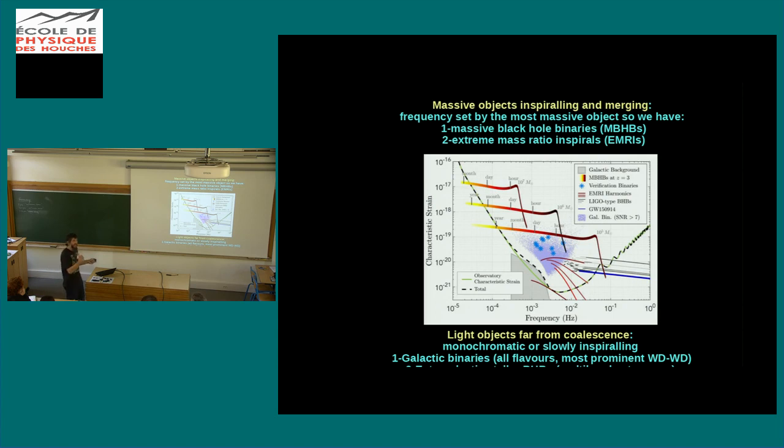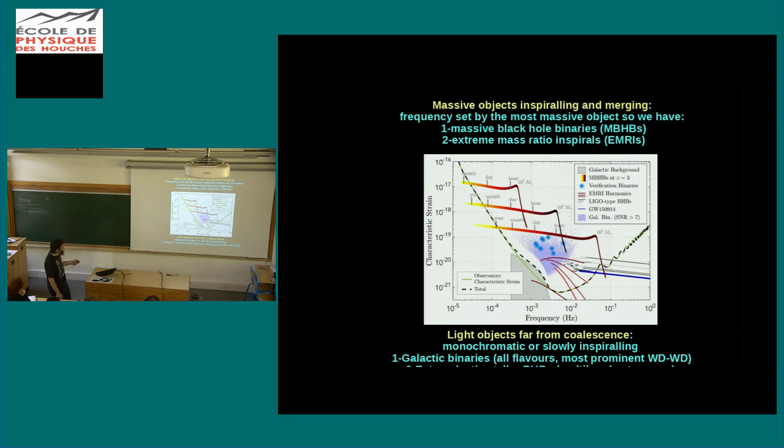So these are bursting sources, if you want. An extreme mass ratio inspiral lives longer in band, but still it evolves during the mission lifetime, and the compact object is going to plunge into the massive black hole in a finite time. So light objects that are far from coalescence are monochromatic systems, meaning that they don't evolve. They're not monochromatic if they are eccentric, but they don't evolve significantly in frequency along the time of observation, or they are slowly spiraling, okay?